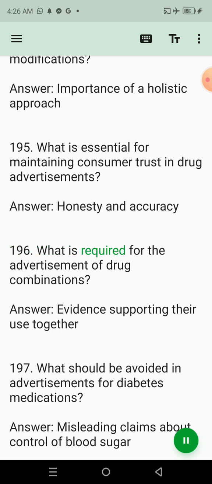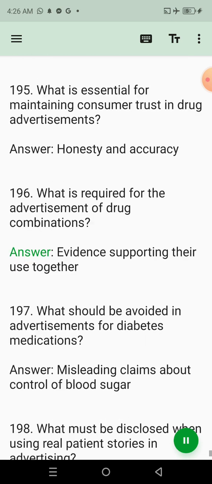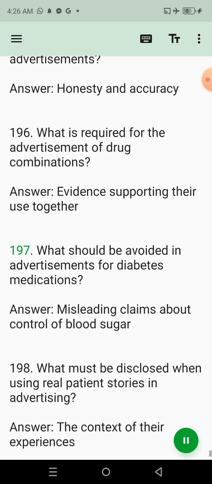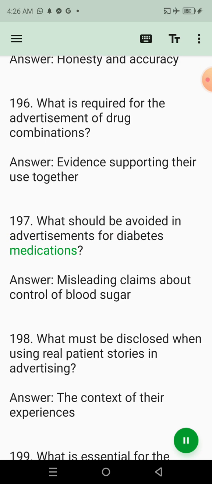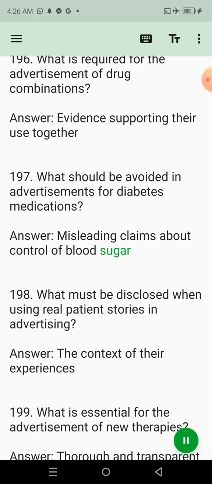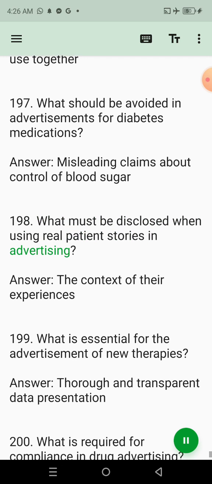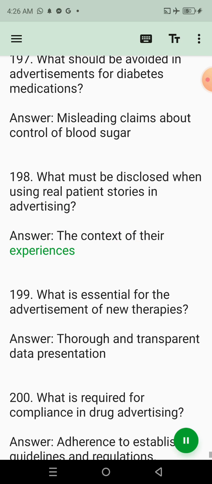196. What is required for the advertisement of drug combinations? Answer: evidence supporting their use together. 197. What should be avoided in advertisements for diabetes medications? Answer: misleading claims about control of blood sugar. 198. What must be disclosed when using real patient stories in advertising? Answer: the context of their experiences.